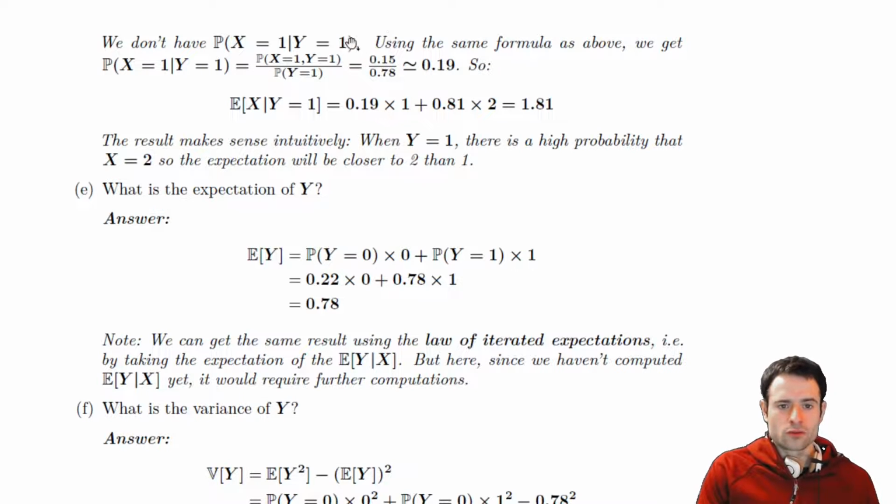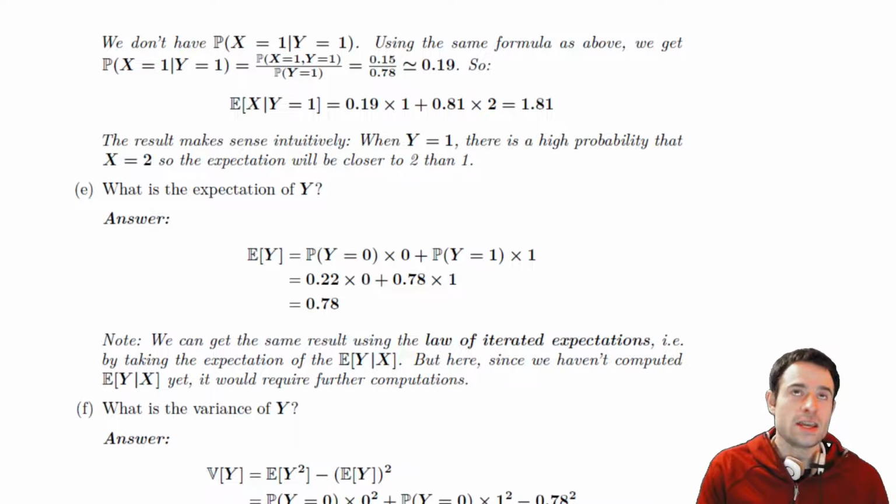And I find, using the formula from before, that this probability is roughly equal to 19%. I can finally compute the conditional expectation, 0.19 times 1 plus 0.81 times 2. This is rather close to the number 2. Remember, x is between 1 and 2. Well, it's either 1 or 2.